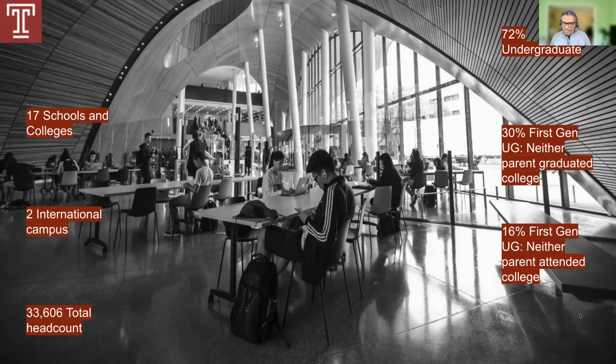Hi, thank you. Hi, everyone. So my name is Bhavesh Bambrolia. I'm the University Registrar at Temple University. We're a very large school located in Philadelphia. We have 17 schools and colleges, 2 international students, over 33,000 head count. 76% of our enrollment is in undergraduate students.